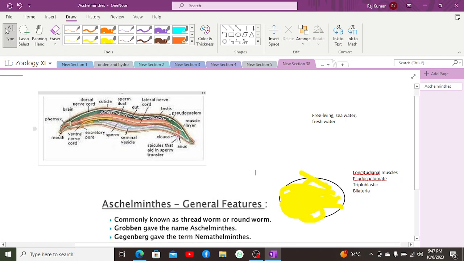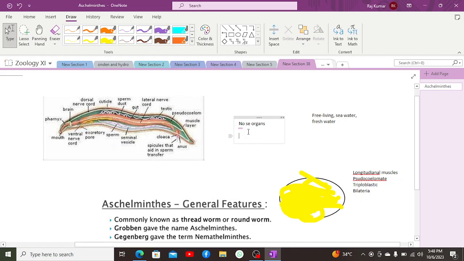The body covering is a cuticle, a gut is there, and there are no developed sex organs, which means reproductive organs are not quite developed. Excretory organs are flame cells, also known as protonephridia or solenocytes, which are connected with lateral canals through which the excretory product comes into the flame cells, and from the flame cells it is taken outside of the body through excretory pores known as nephridiopores.